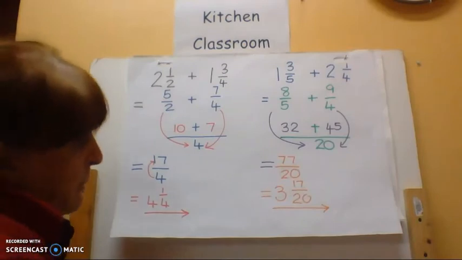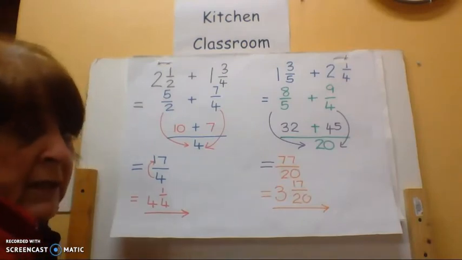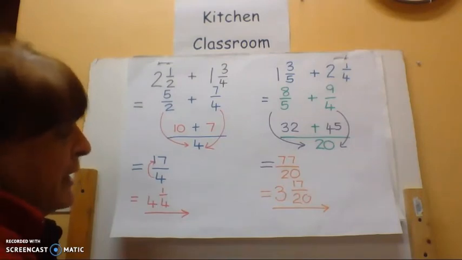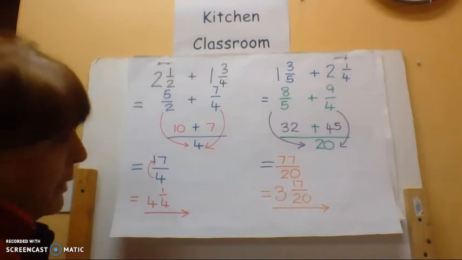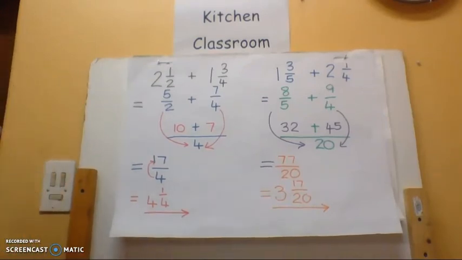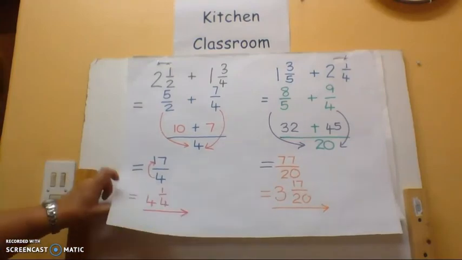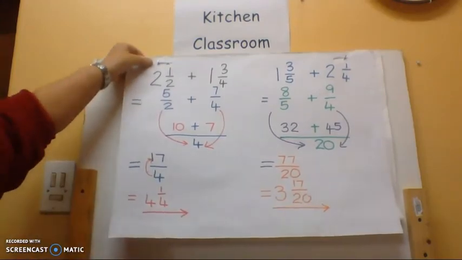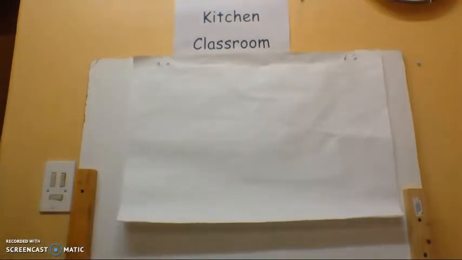I've got to ask myself, is the fraction part in its simplest form? Yes, it is. If I look carefully, 17 is a prime number. There is no number, apart from 1, that will divide equally into both the 17 and the 20. I can't reduce it anymore. Okay, I'm going to try one more.